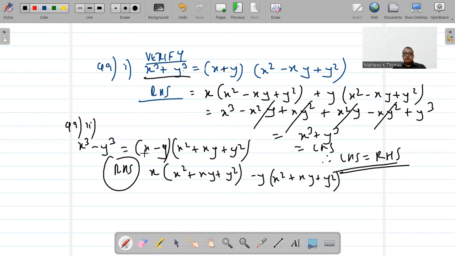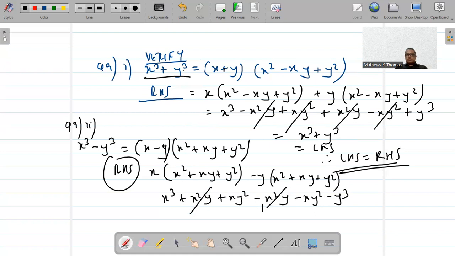Okay, I will multiply x with the 3 terms and minus y also with the 3 terms. So this will be x cube, x square y, xy square, minus x square y, minus xy square, minus y cube. The same thing that I did here, I'm repeating here. I'm multiplying each term with each. I've opened the bracket, x I have multiplied with the 3 terms, and minus y also I have multiplied with the 3 terms.